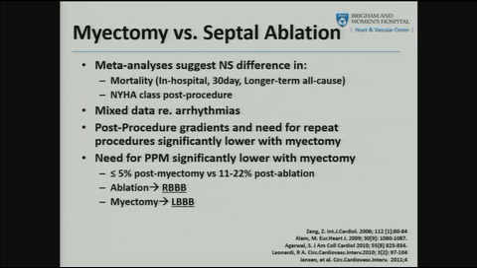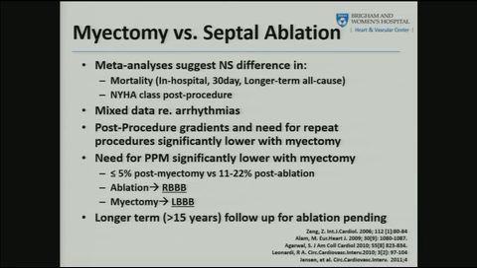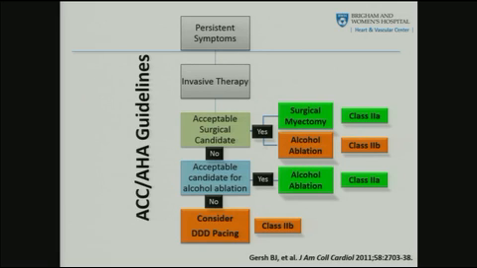The bundle branch block that people develop after procedures also differs. We also don't have a lot of long-term data about outcomes of ablation, but there is the perception that patients come back with greater frequency because the injury is less durable and predictable. And so in general, the ACC/AHA guidelines think through the selection of patients for myectomy or ablation this way.